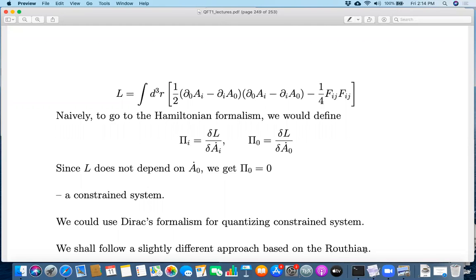Sir? Yes, go ahead, please. Excuse me. Please explain why pi naught is 0, because if you look at the L, it depends on A naught. Yeah, A naught. But this is the derivative with respect to A naught dot, right? Yes, sir. So this is the time derivative. There is no term with the time derivative of A naught, right? Exactly. Yeah, that's why pi naught is 0. Yes, sir. Thank you, sir.